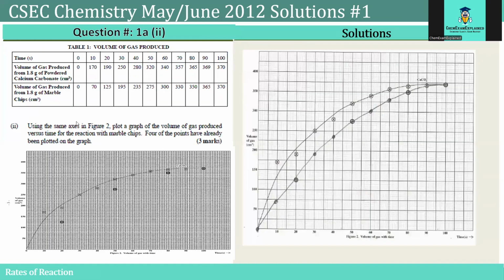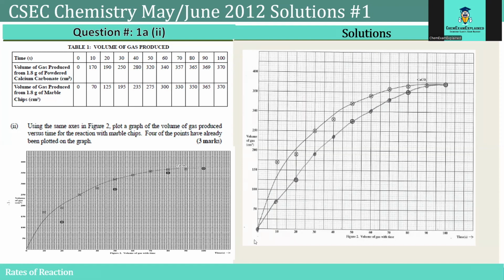1A part 2. Using the same axis in figure 2, plot a graph of the volume of gas produced versus time for the reaction with marble chips. 4 of the points have already been plotted on the graph. So if you notice, this is the first graph that was plotted for us, and we are to plot this graph here, and you can see that 4 points were done for you already. So you are to complete those points.